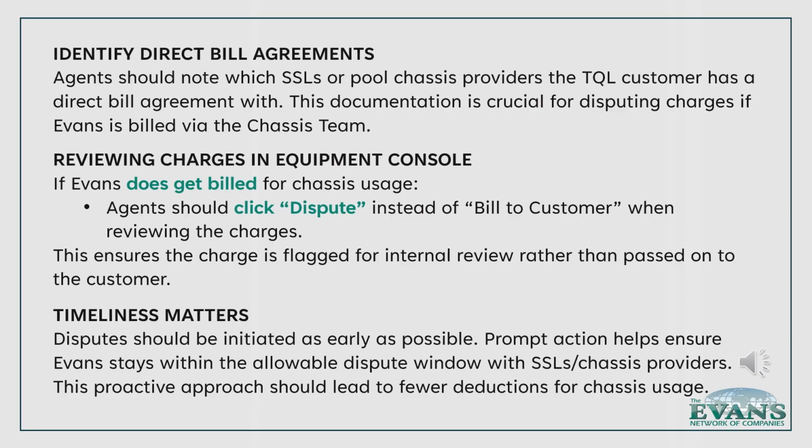Reviewing charges in Equipment Console. If Evans does get billed for chassis usage, agents should click Dispute instead of Bill to Customer when reviewing the charges. This ensures the charge is flagged for internal review rather than passed on to the customer. Timeliness matters. Disputes should be initiated as early as possible. Prompt action helps ensure Evans stays within the allowable dispute window with steamship lines and chassis providers. This proactive approach should lead to fewer deductions for chassis usage.